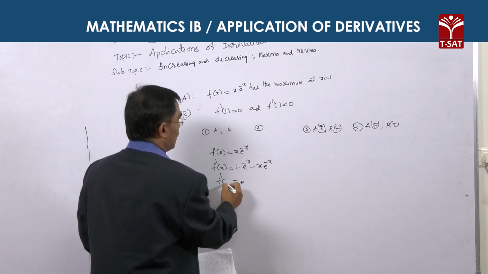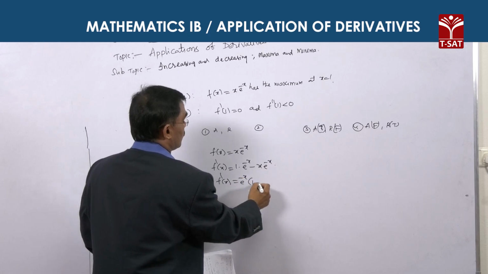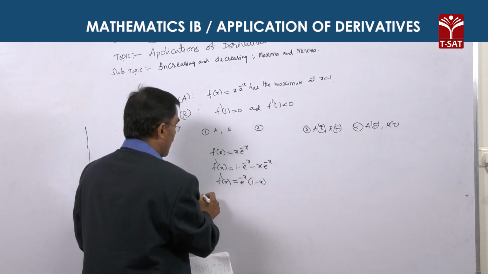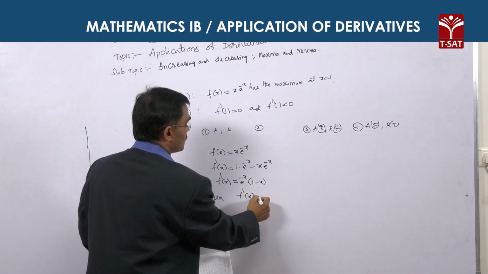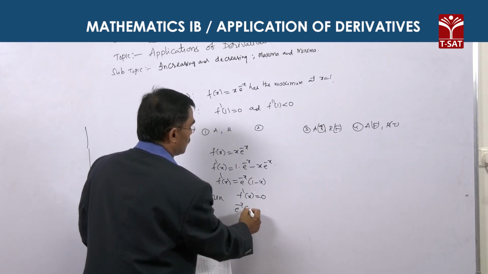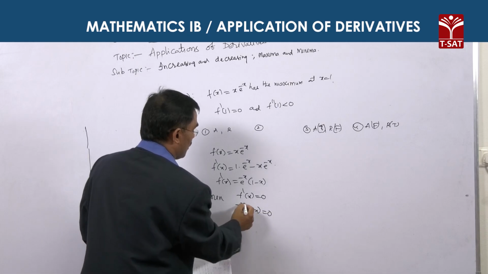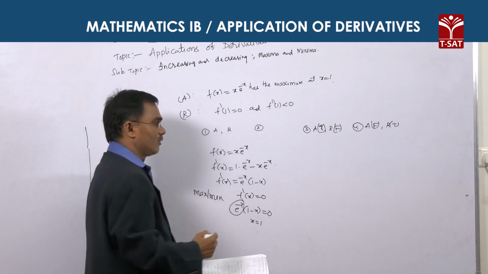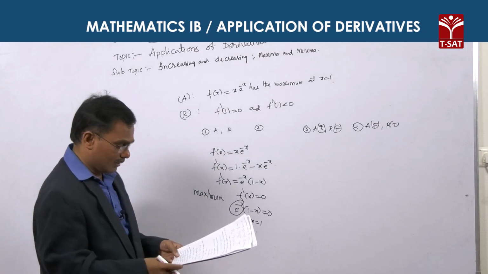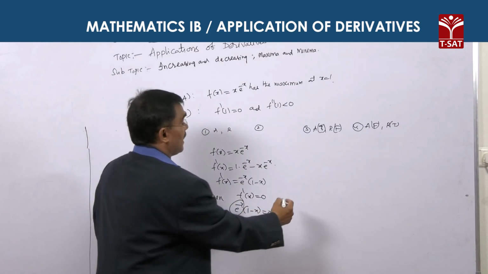f'(x) is equal to e^(-x)(1 - x). For maximum or minimum, f'(x) = 0, so e^(-x)(1 - x) = 0. e^(-x) is always positive, therefore x = 1. Therefore x equal to 1 is the point of maximum or minimum value. Then we decide maximum or minimum.